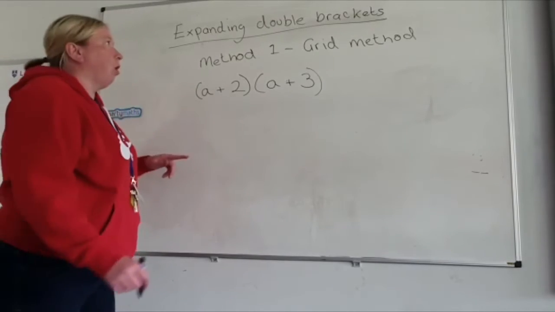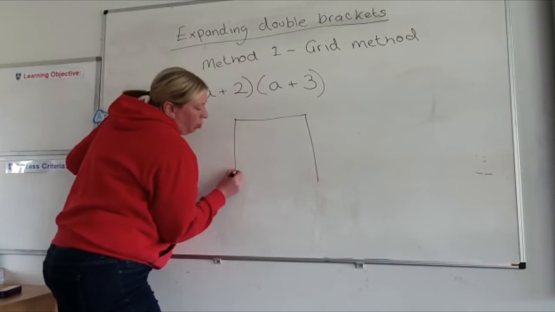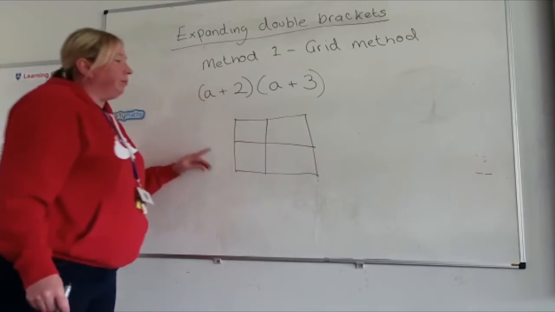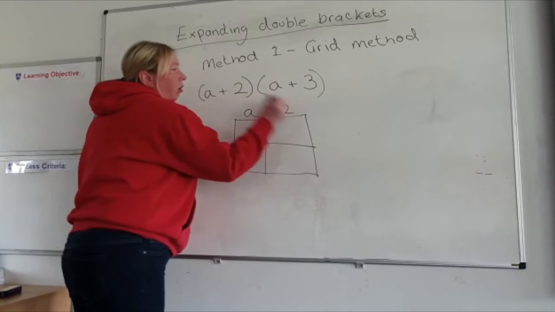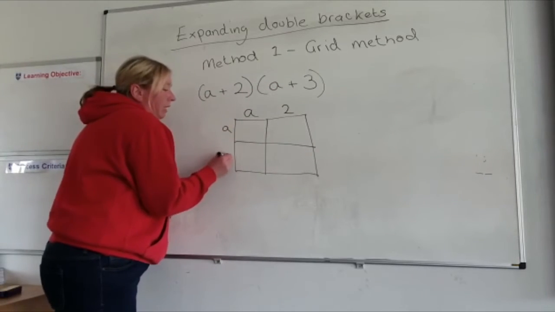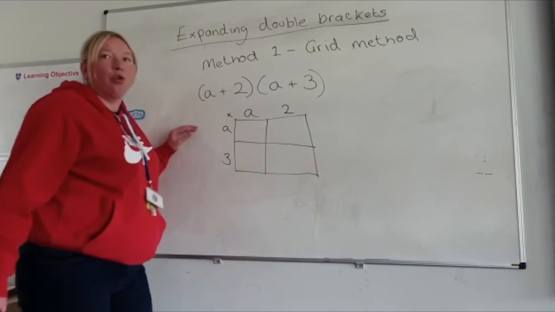Okay, method 1 is going to be the grid method. You will be used to using the grid method for long multiplication. So if you draw yourself a grid, take the first bracket and write it along the top, and take the second bracket and write it along the side.